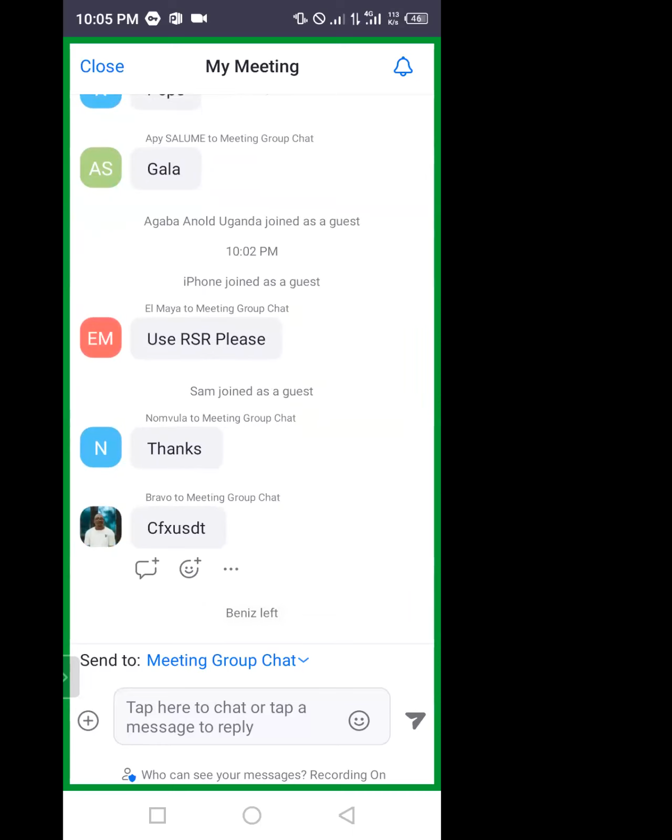Someone says RSR, then Gala, then CFX, GMT, which one? Let me look.